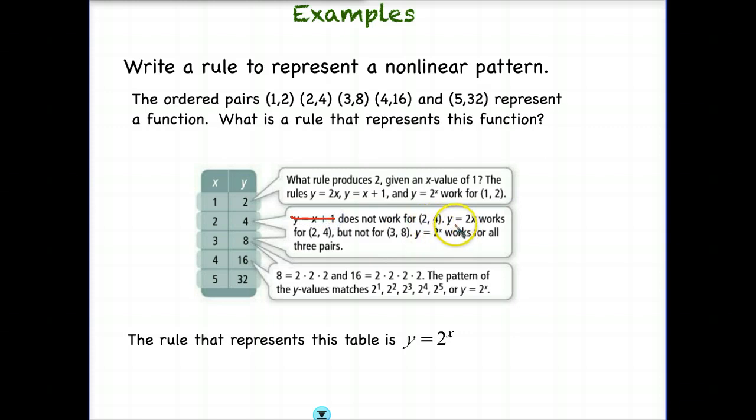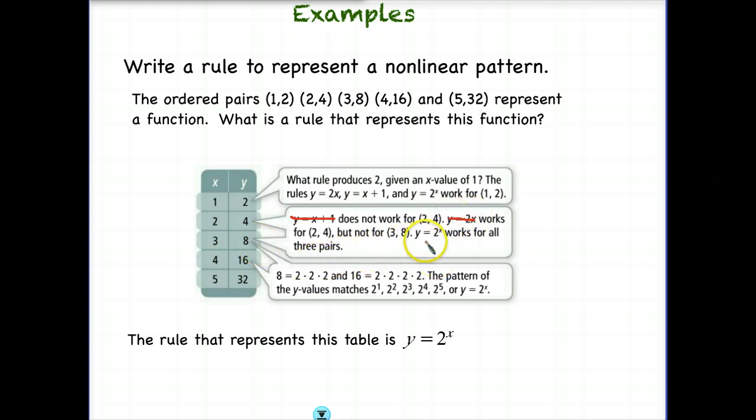Let's look at the second one, y equals 2x. Well, if we plug a 2 in, 2 times 2 is 4, so that works great. Now let's look at the next point down and see if it works for that. So if we plug a 3 in for x, 2 times 3 is 6, but we need it to equal 8, so this rule no longer works.